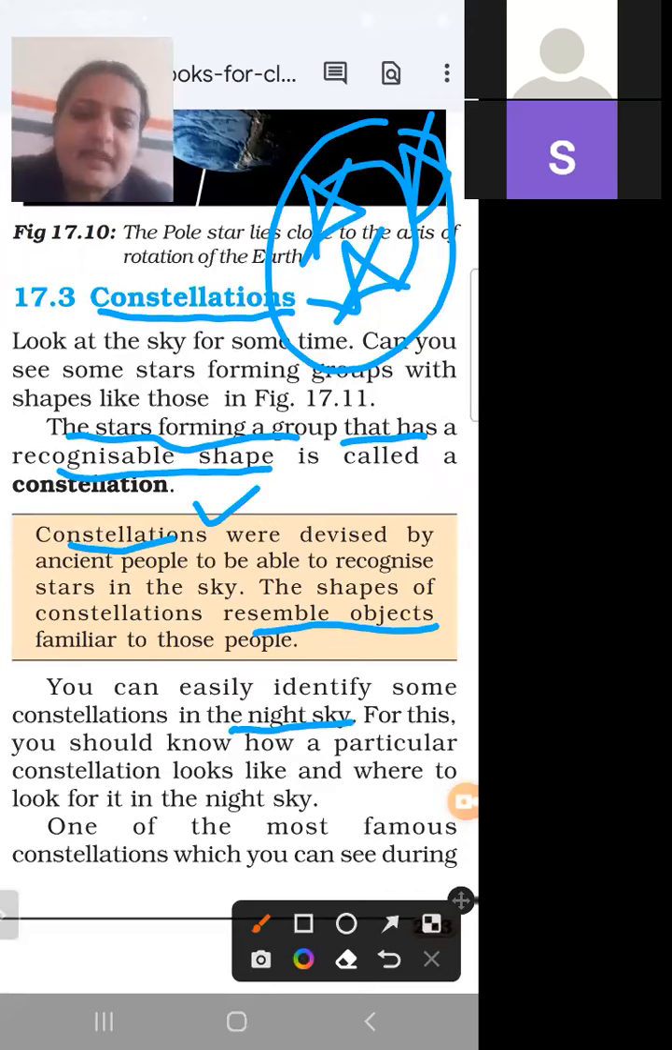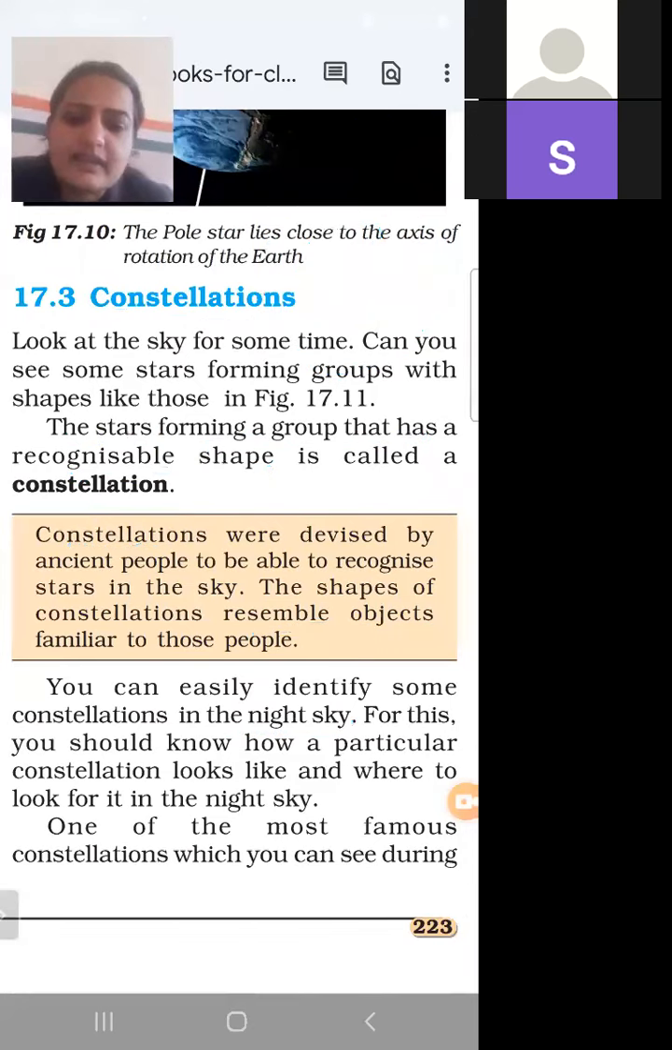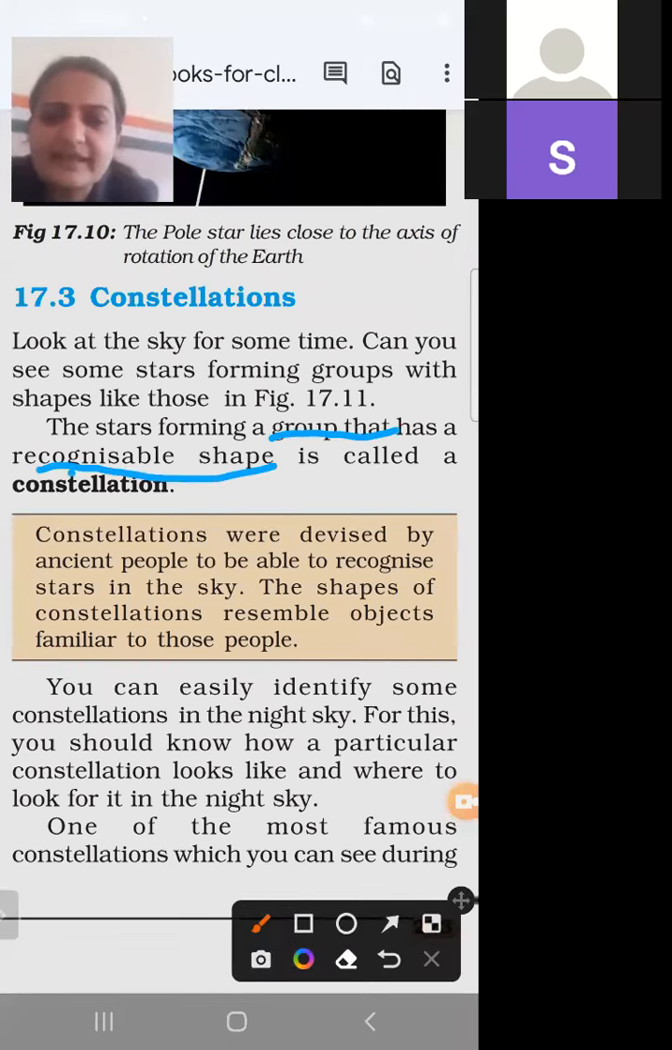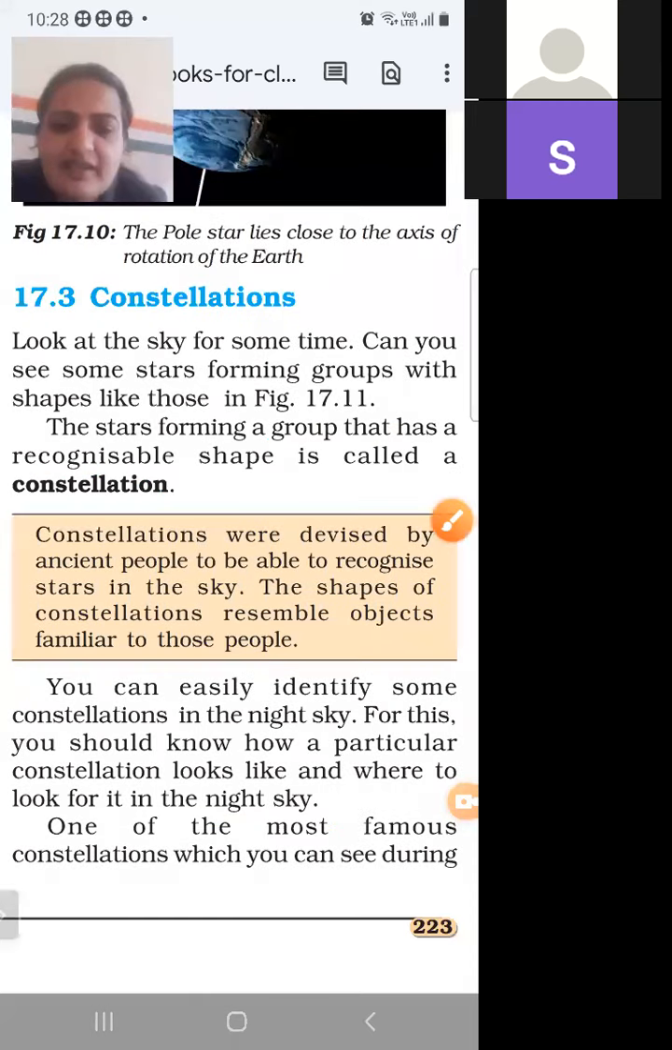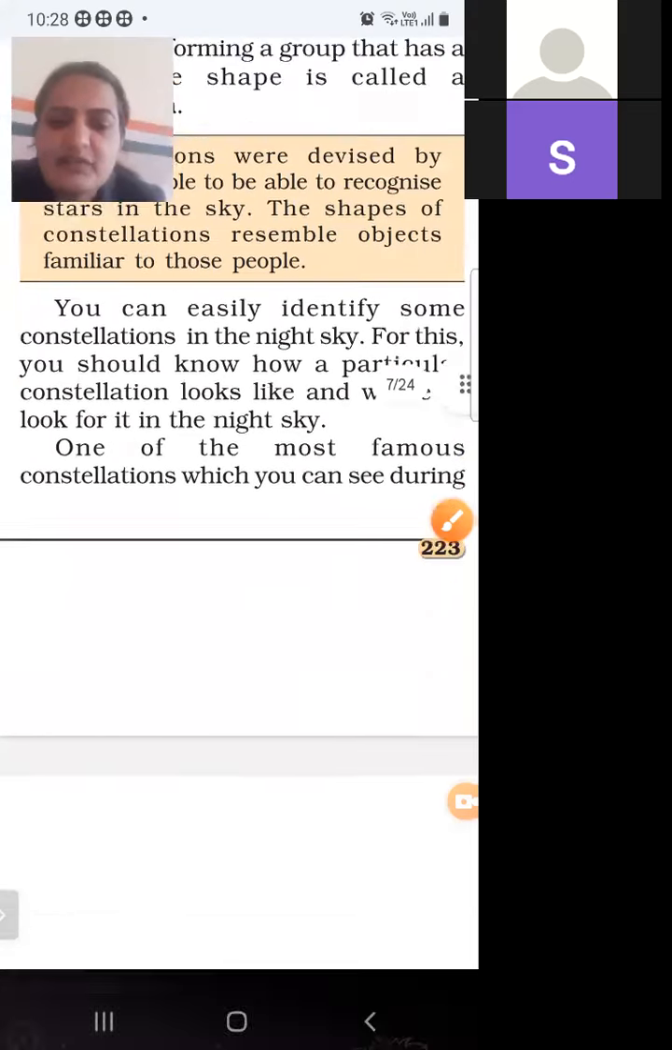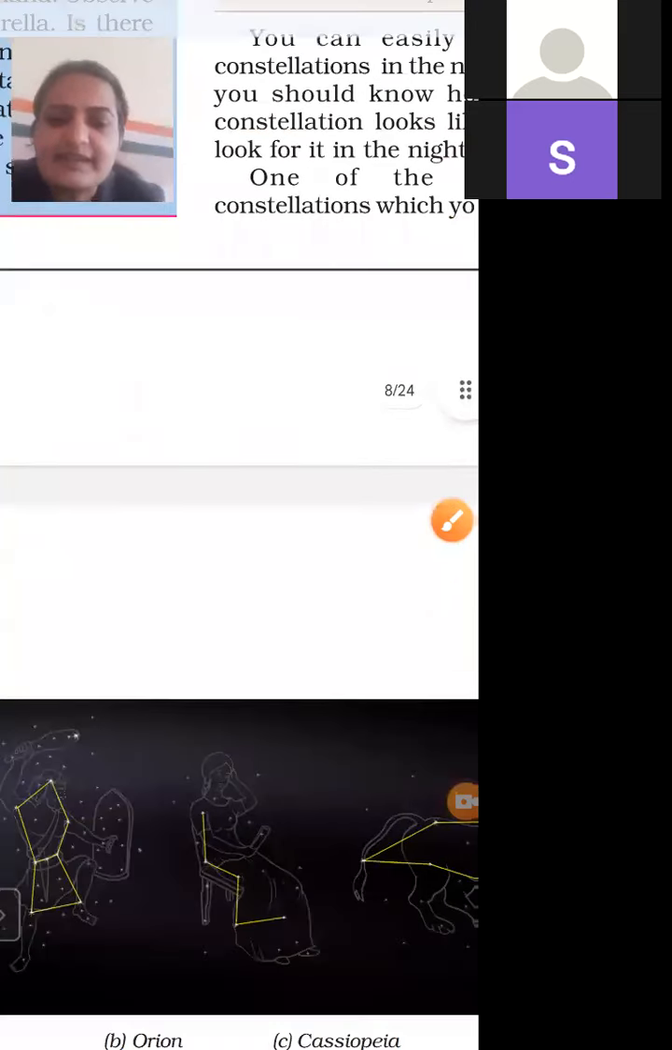Again I am repeating, what do you mean by constellation? A group of stars that has a recognizable shape, and this shape is similar to objects familiar to people. When we look at the constellations in the night sky, one of the most famous constellations you can see during summer. So these are different types of constellations.